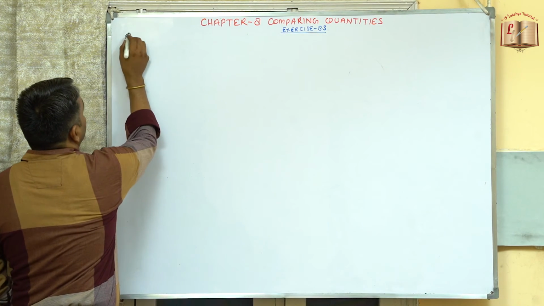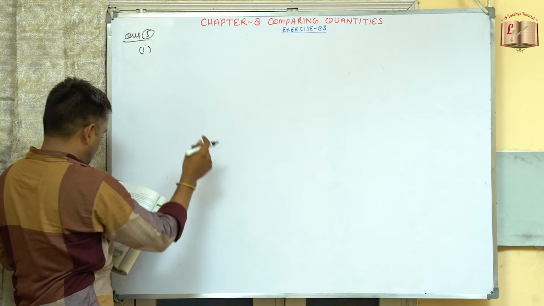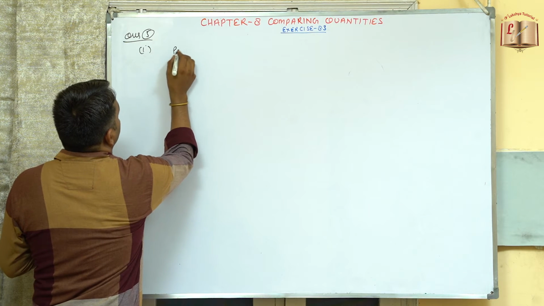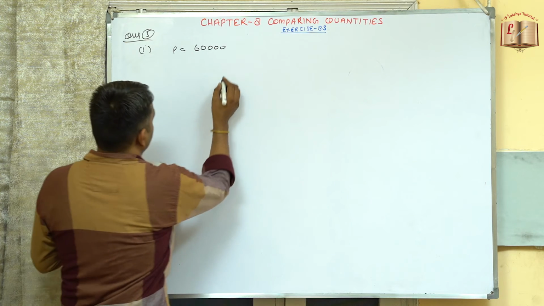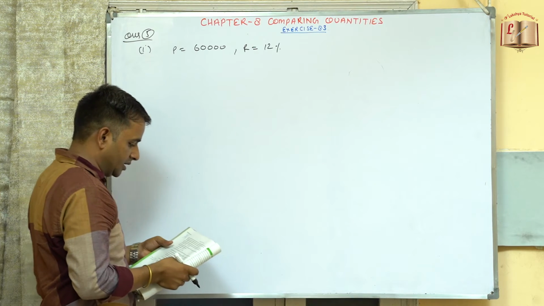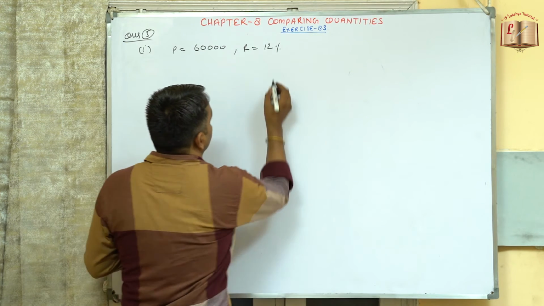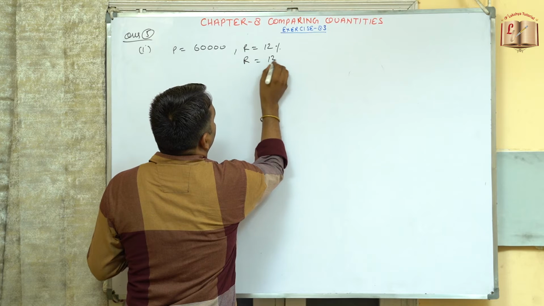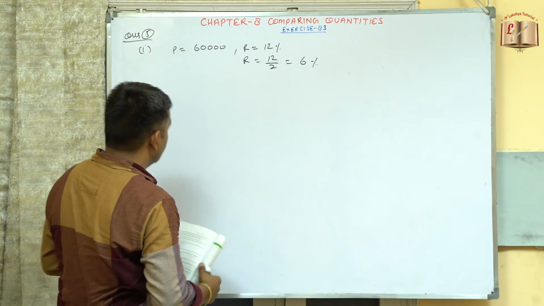So, coming to question number 5. First part, this P is given to us. P is 60,000 and the rate of interest is given as 12% compounded half yearly. So compounded half yearly, the effective rate will be 12 by 2. So this will be 6%.